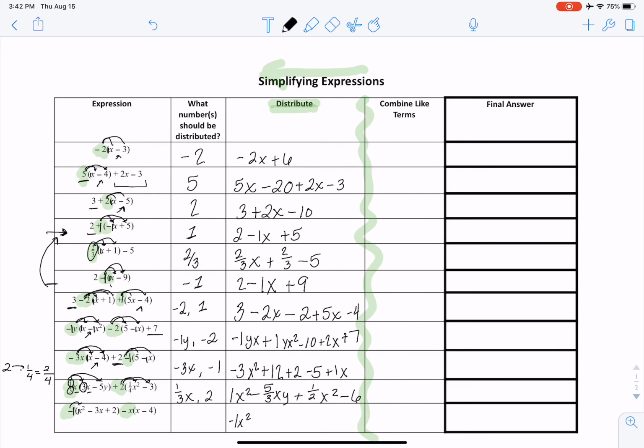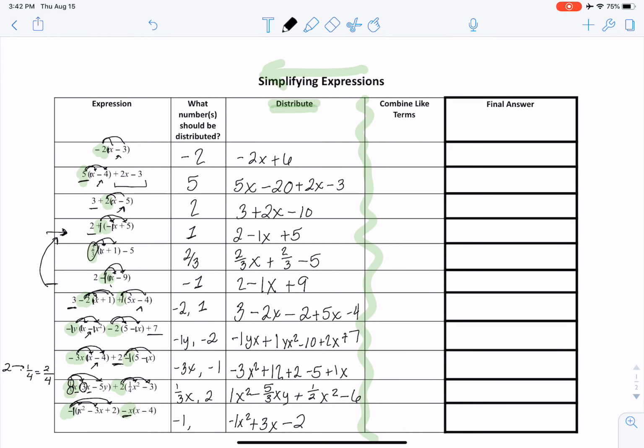-1x squared. -1 times -3x. -1 times -3 is +3. Negative times negative, positive. Keep the x. -1 times 2. Negative times positive is -2. All right, so we just distributed -1.